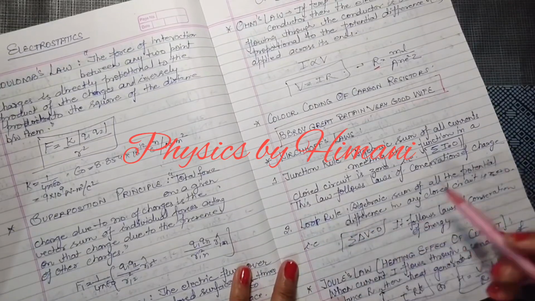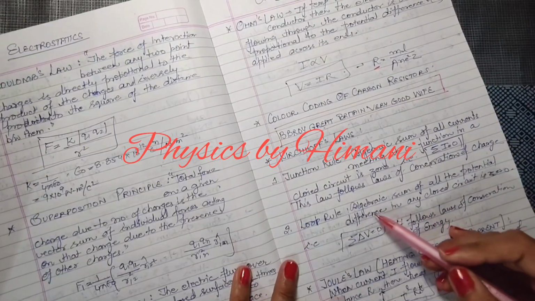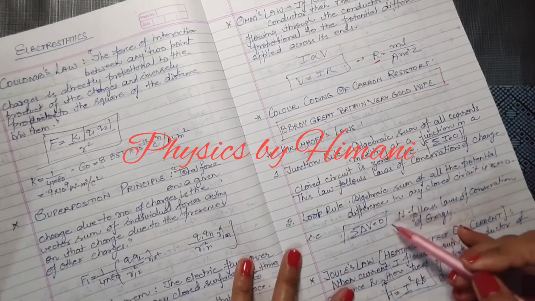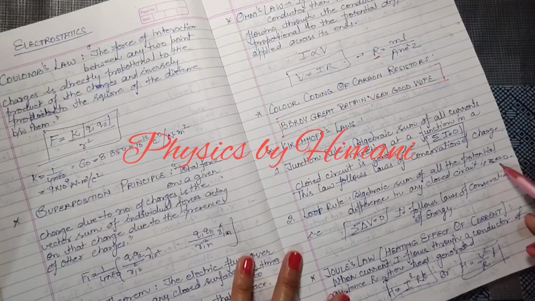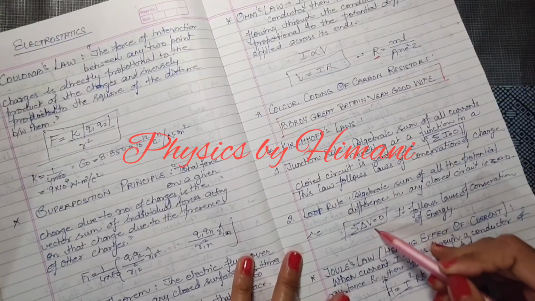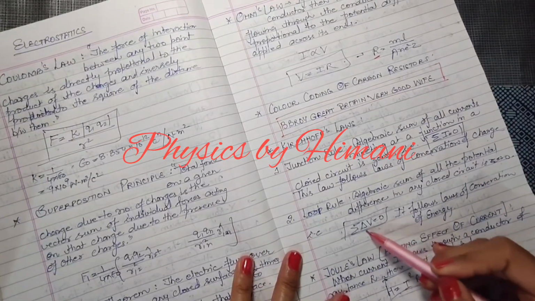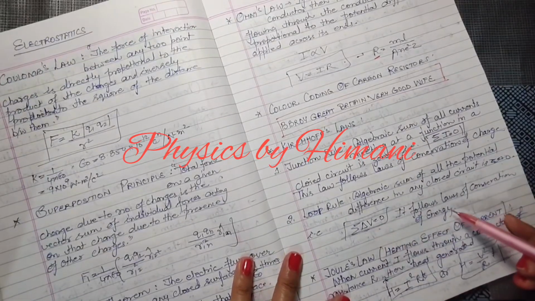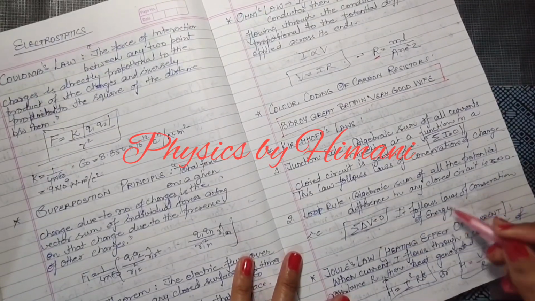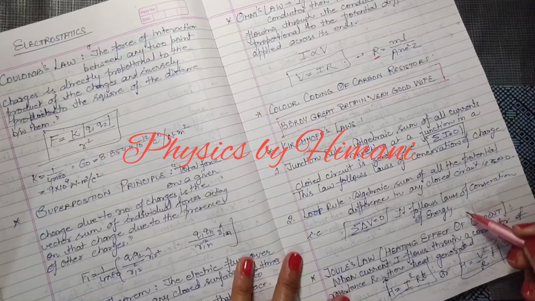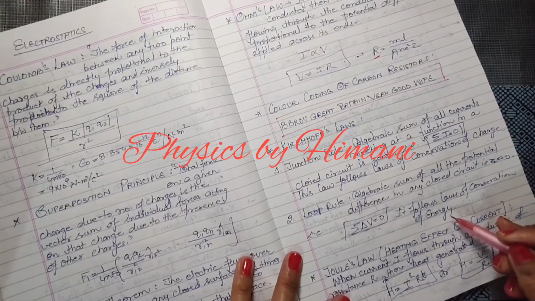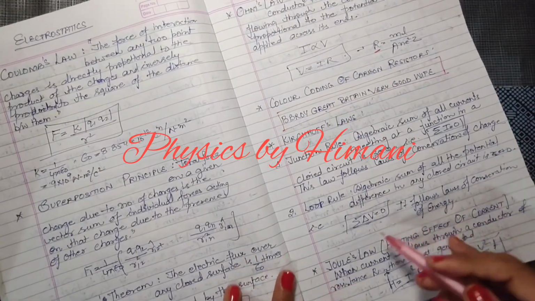Next is loop rule. What does this rule say? Algebraic sum of all the potential differences in any closed circuit is 0. That is, summation of del V, potential difference, del V is equal to 0. और ये it follows law of conservation of energy. ये energy के conservation law को follow करता है.